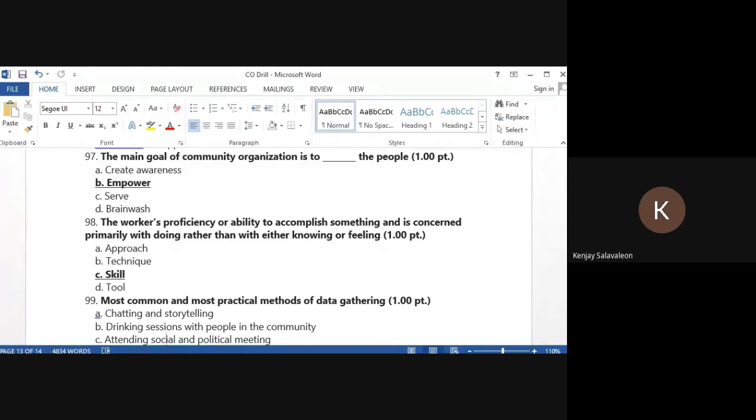98. The worker's proficiency or ability to accomplish something and is concerned primarily with doing rather than with either knowing or feeling is a skill. Pag sinasabi natin proficiency or ability, skill. Pag sinasabi natin approach, nakadepende on what model do we use. Technique also follows within that approach. And tool are the different mechanism just to make our job easier and logical.